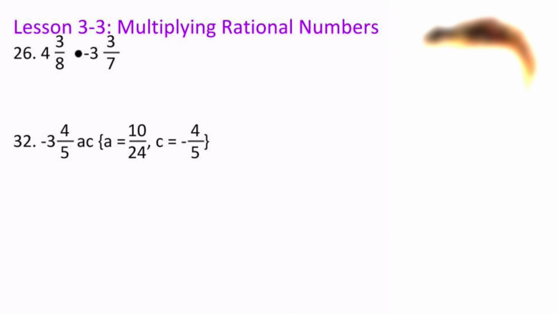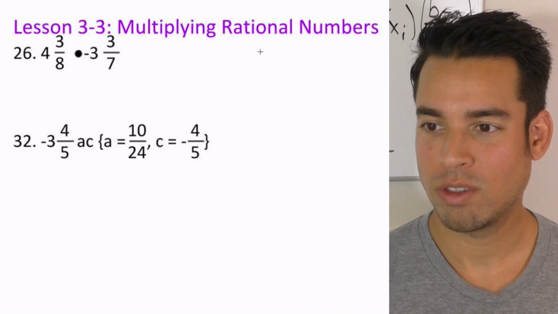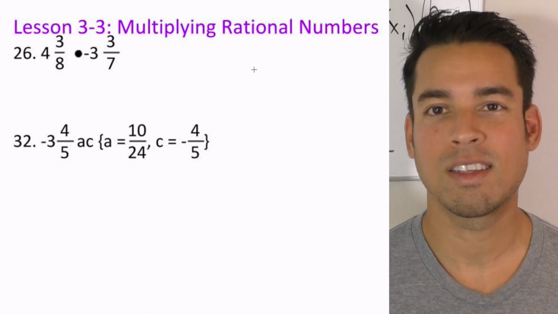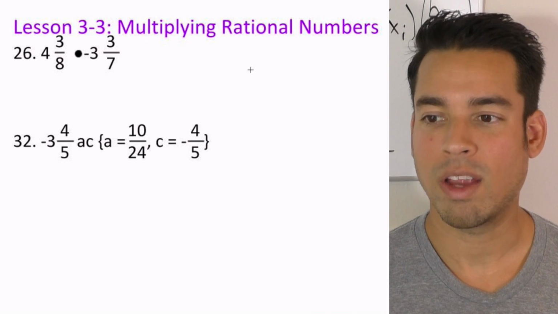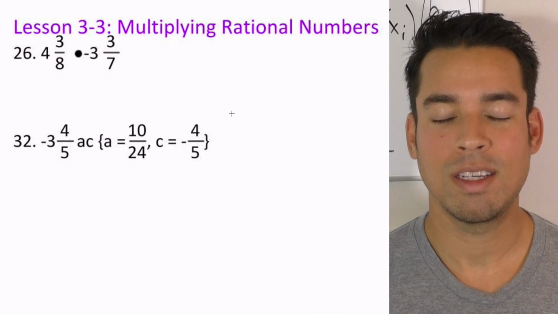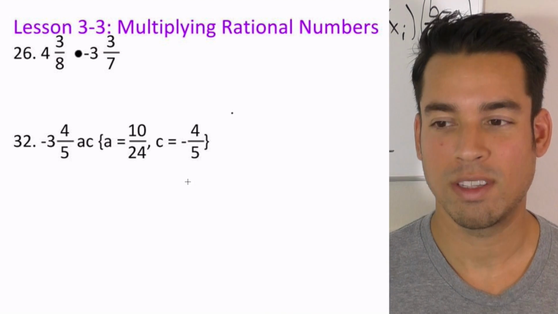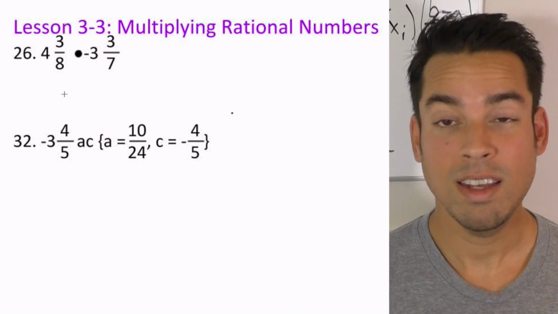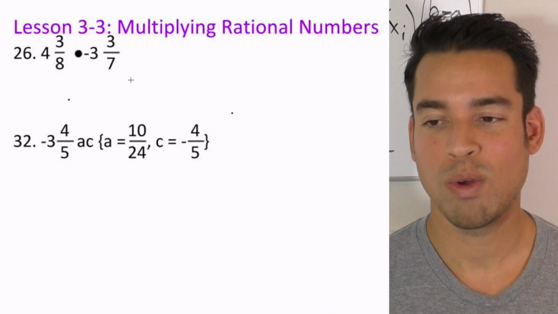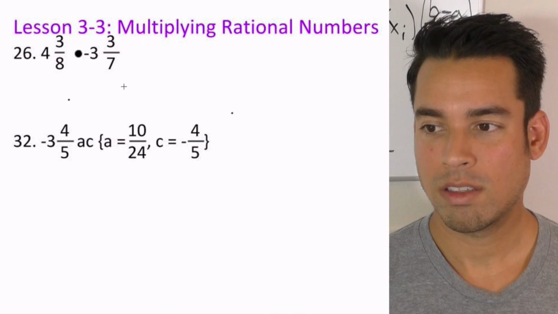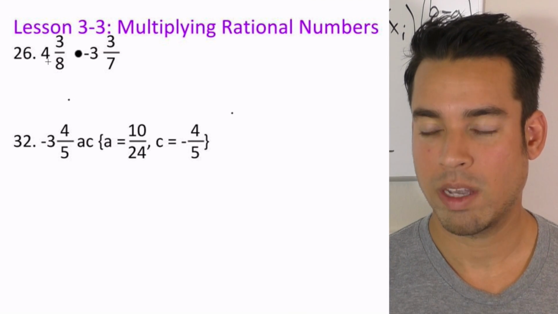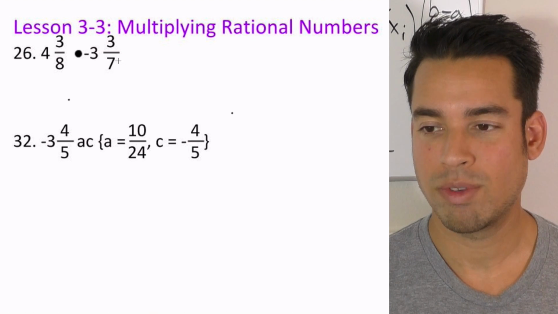Let's do it. All right, again, rational numbers, in case you missed it in the last couple lessons. Rational numbers are any number that can basically be put into a fraction. So fractions are all rational numbers, and even whole numbers and integers are as well. Now we've got some cool multiplication problems over here. We've got 4 3/8 times negative 3 3/7.